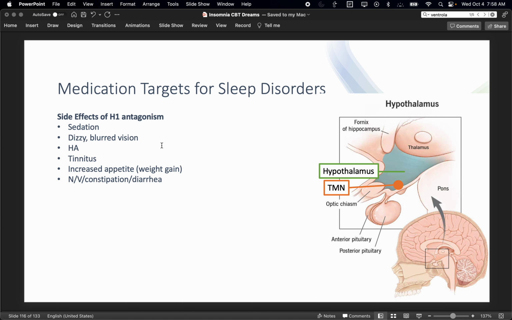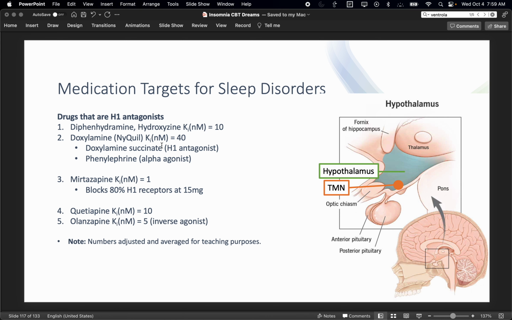H1 antagonism causes sedation. It also causes dizziness, blurred vision, headache, ringing of the ears, tinnitus. It is associated with weight gain, increased appetite, and then nausea, vomiting, constipation, diarrhea, so all sorts of GI effects. So diphenhydramine and hydroxyzine are the two probably best and well known in this area.